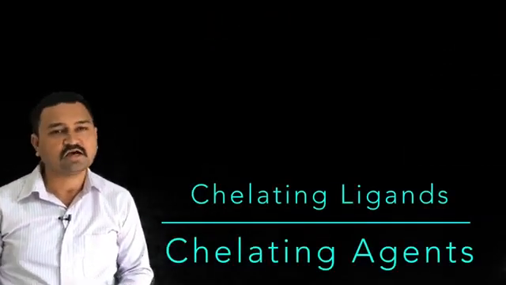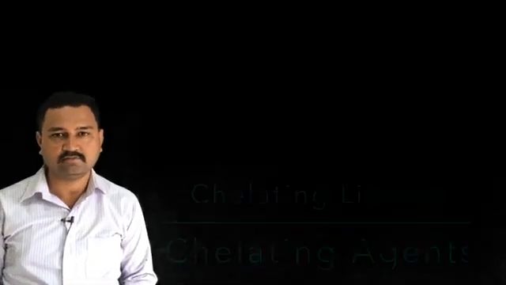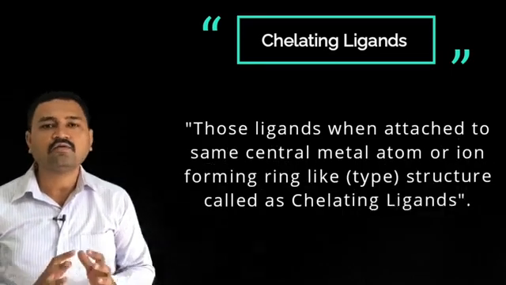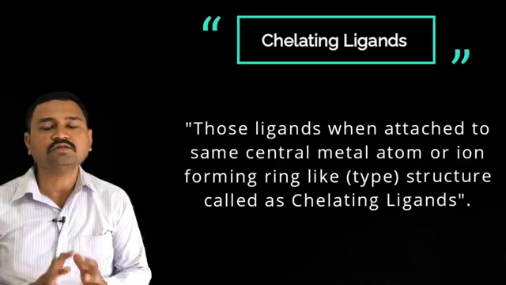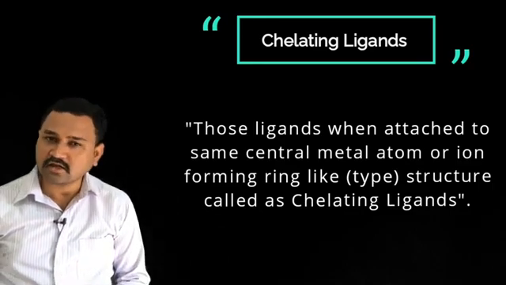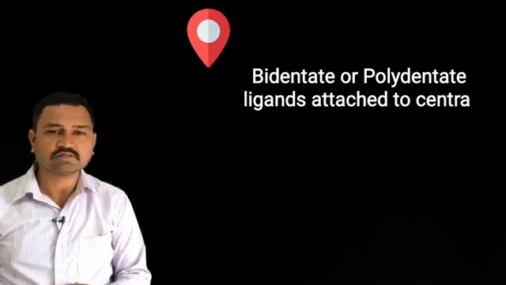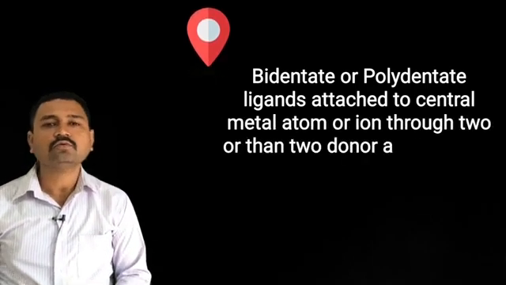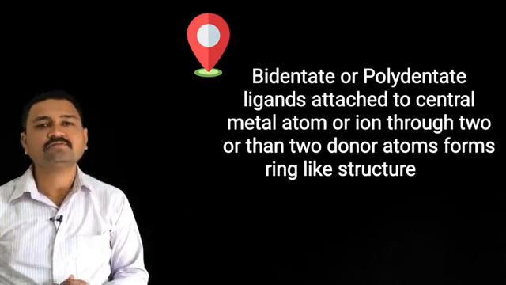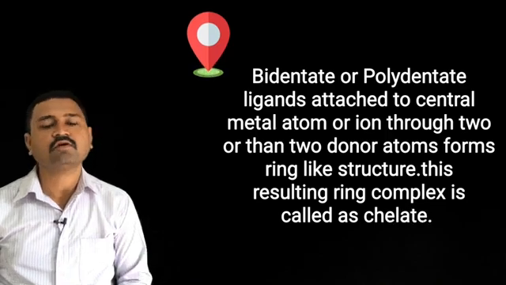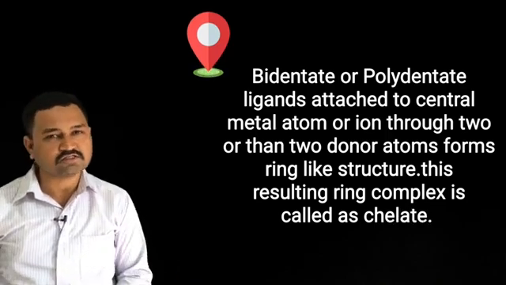Now let us consider the chelating ligands. Generally these chelating ligands are also called chelating agents. These are the ligands that are bonded to the same central metal atom or ion, forming a ring-like structure. Generally the bidentate or polydentate ligands, when they attach to the central metal atom or ion through two or more donor atoms, form a ring-like structure. This resulting ring-like molecular complex is called a chelate.